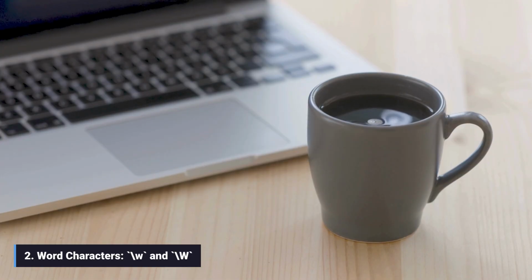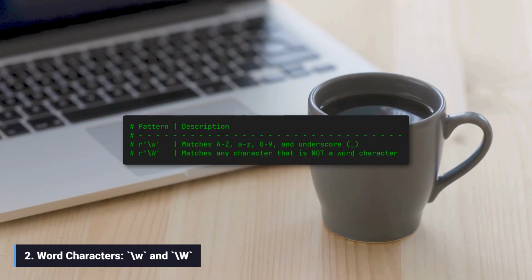2. Word characters: \w and \W. The sequence \w matches any word character. This includes lowercase letters, uppercase letters, digits, and the underscore character. It's often used when matching names or identifiers. \W, the uppercase version, matches any character that is not a word character, which includes punctuation and special symbols.